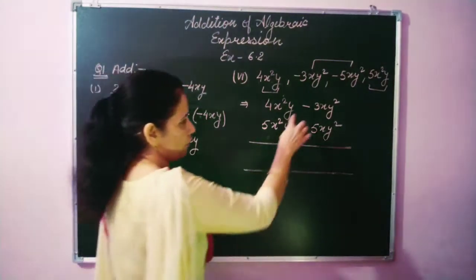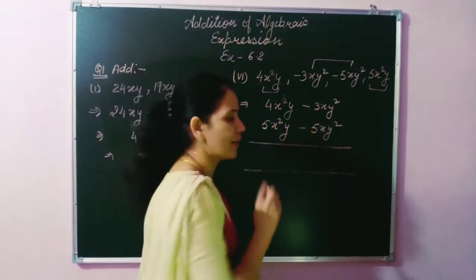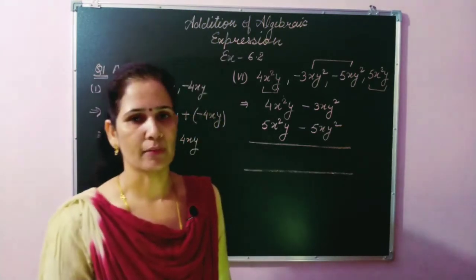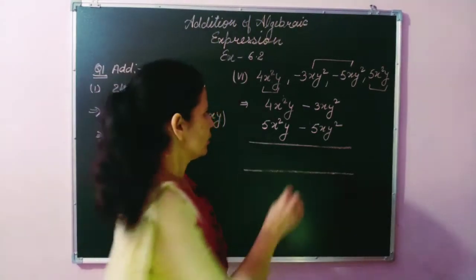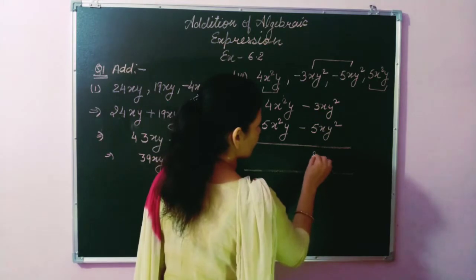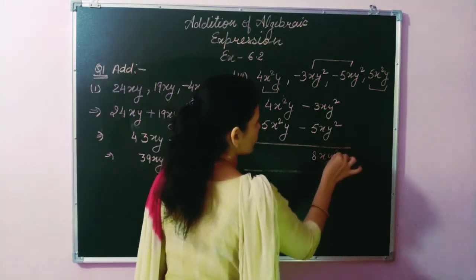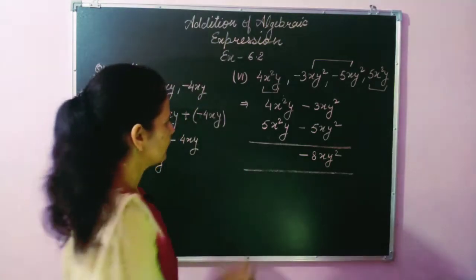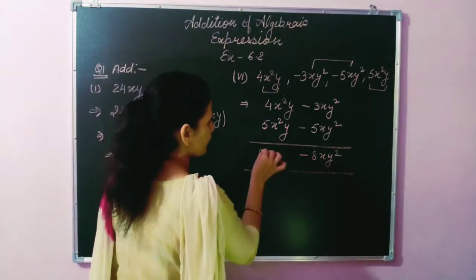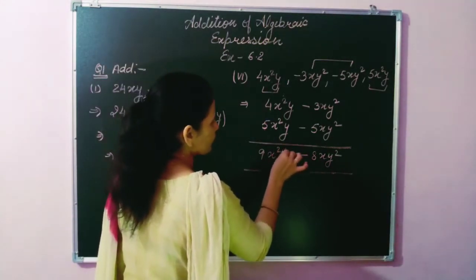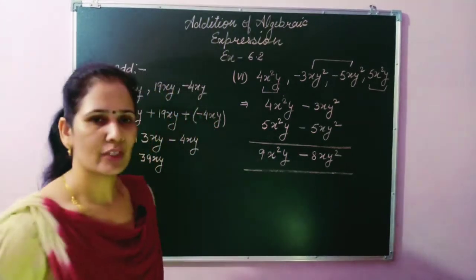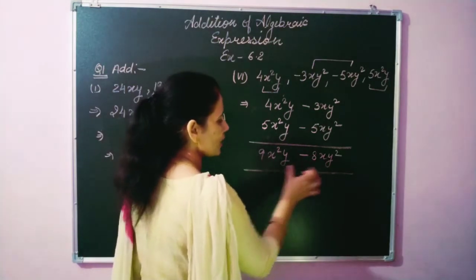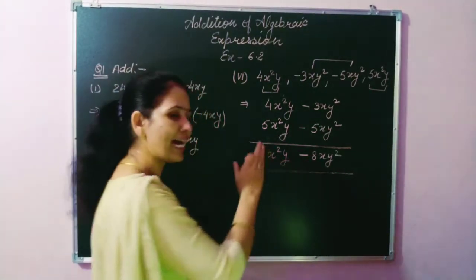Okay, both signs are the same, minus 3xy square and minus 5xy square. Whenever signs are the same, we always take their addition. So 5 plus 3 is 8xy square, and since the sign is the same, the sign will be minus. Here 4 plus 5 is 9x square y. Now students, we have done the addition here. Don't be confused, because these two terms are unlike, so we will write them as they are.